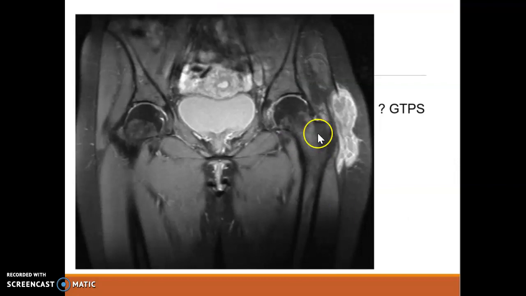Looking at this hip here, you can see this abnormal white mass here, and this would indicate bursitis, so inflammation of the bursa on the outside of the hip, normally diagnosed as greater trochanteric pain syndrome. But you can see how inflamed and sore that would be for the patient.